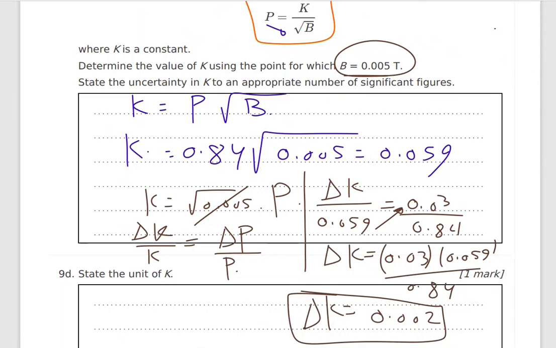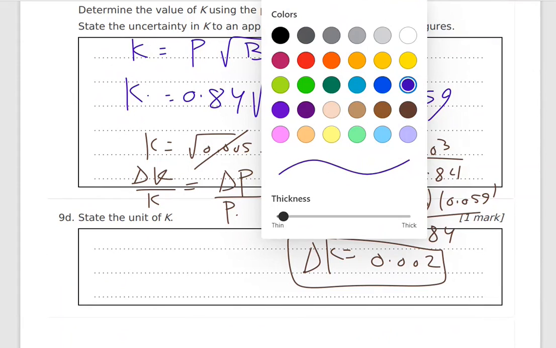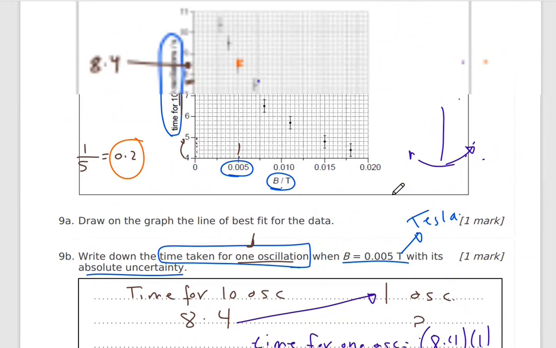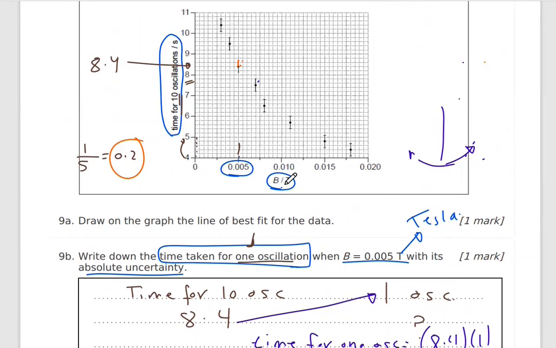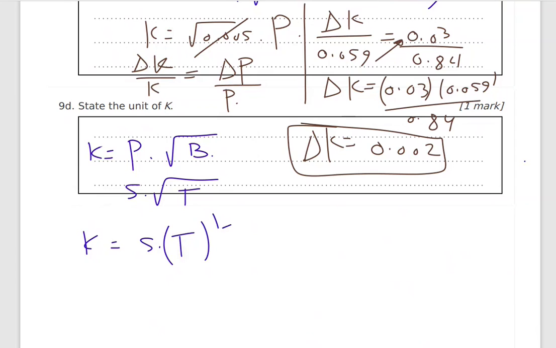Now, next section D, state the unit of K. Also from the formula, always take the unit from the formula. We said K is P, which is the period, times the square root of B, which is the magnetic field. Period is time, so the unit is seconds times the square root of B. B is a magnetic field, and if you look at the graph, you see B is in Tesla. Always when you look at the graph, the unit is there. So the unit for K will be seconds times Tesla to the power half.